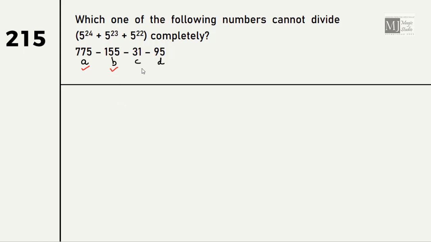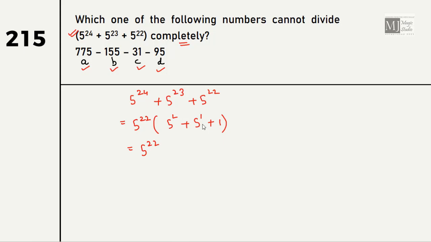Which one of the following numbers out of A, B, C, D cannot divide the given expression completely? Let us see what this expression is. 5 to the power 24 plus 5 to the power 23 plus 5 to the power 22. If I take common 5 to the power 22, I am left with 5 square plus 5 to the power 1 plus 1. That is 25 plus 5, 30 plus 1, 31. So the given expression is actually 5 to the power 22 into 31.